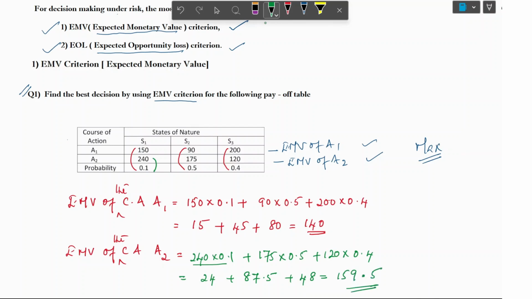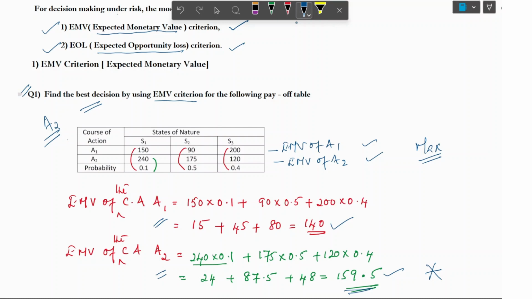159.5. Now see here the expected monetary value of A1 is 140, and of A2 is 159.5. So here you find which is the maximum value. Here the maximum is 159.5, right? Therefore 159.5 is for which course of action? A2. That means you are going to choose the maximum EMV. Therefore, you are going to choose the best decision, that is A2. For expected monetary value, we always try to maximize the value, maximize the profit.